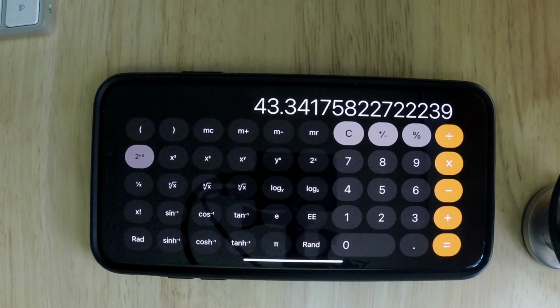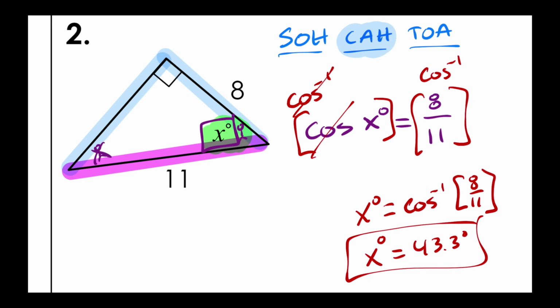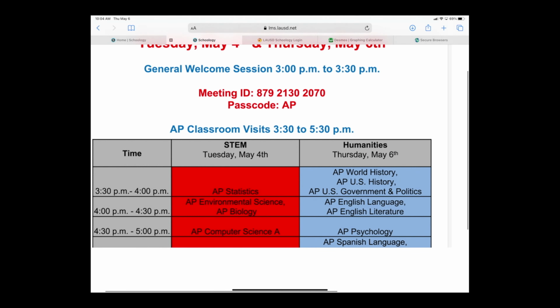But mister, I don't have a fancy schmancy calculator. Okay, that's okay. If you don't have a fancy schmancy, I'll show you if you want one. Because some of you are like, mister, we got 43.3 degrees. Mister, I want to use a fancy schmancy. Okay, so let's try a fancy schmancy for free.